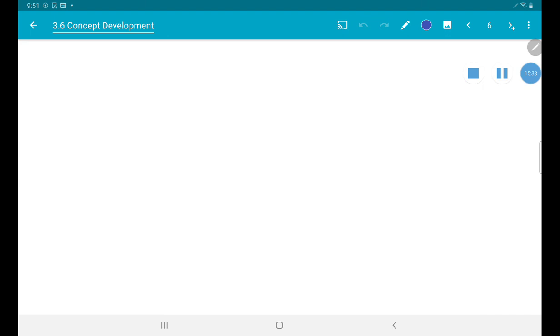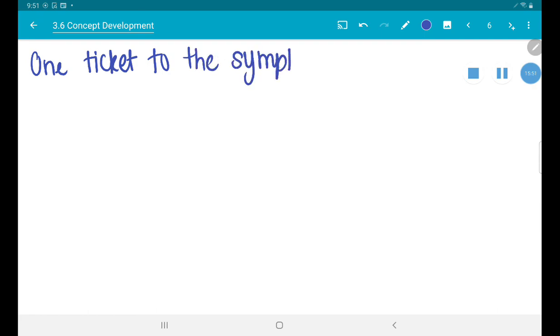Last problem. Go ahead and erase. All right. One ticket to the symphony. Do you know what a symphony is? No. It's a concert with brass instruments. So brass instruments would be like the saxophone, trumpet, trombone. Oh, my brother would be there. Yeah. So it's just the music. There's no one singing normally.